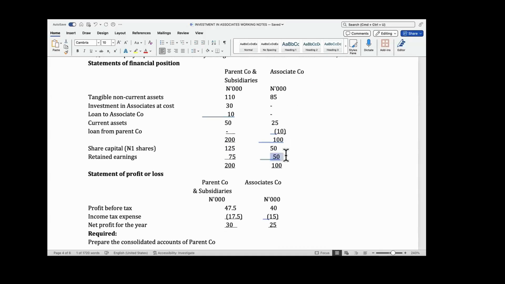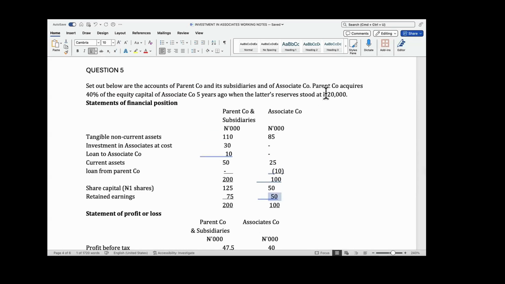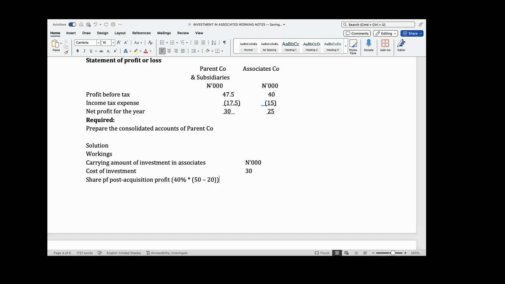The retained earnings of the associate is 50, which is the cumulative profit he has made since he started. So when you take away this 20 that he has made before we acquired him, that means the post is 30. You know, you're intelligent. I've always known that. Thank you, sir. So 50 minus 20. So what's 40% of 30? What would that give us? It should be 12, I guess.